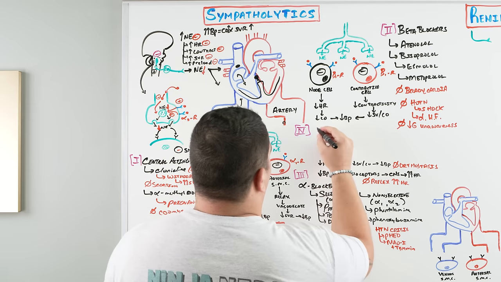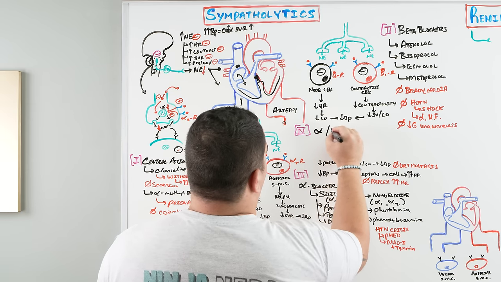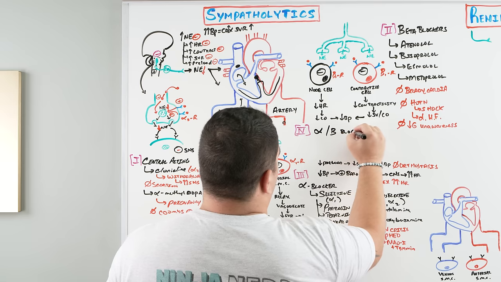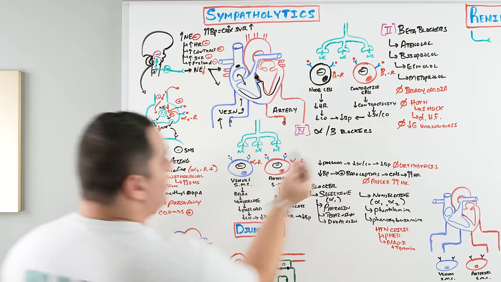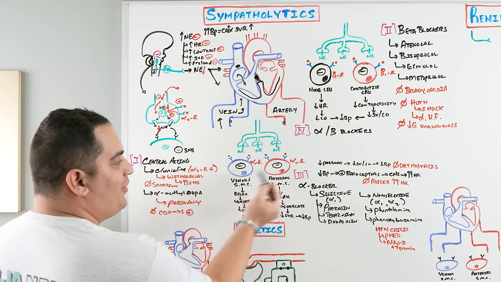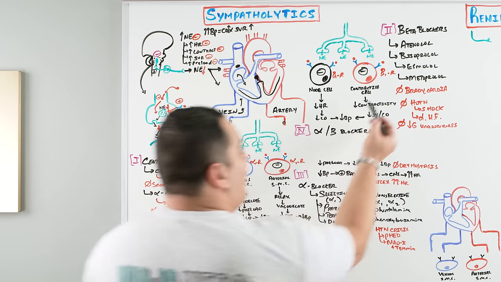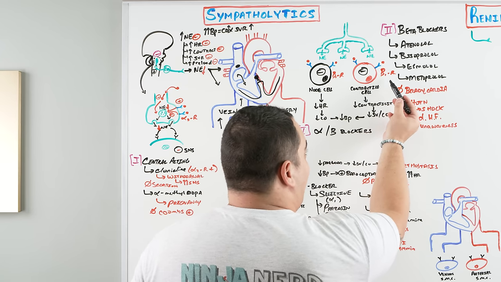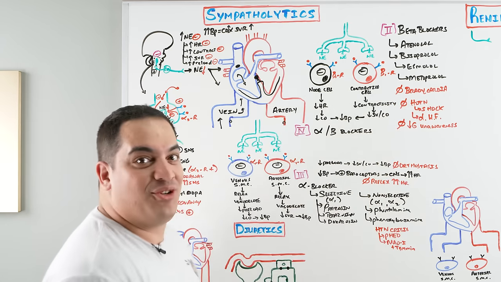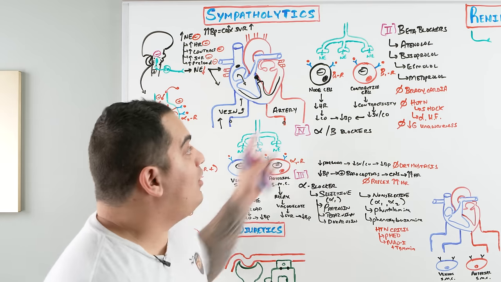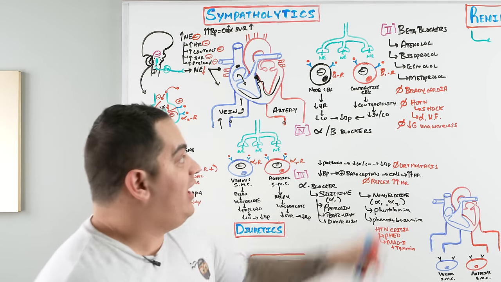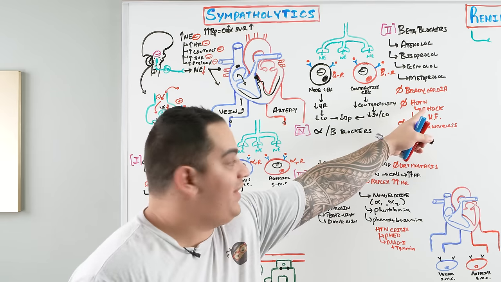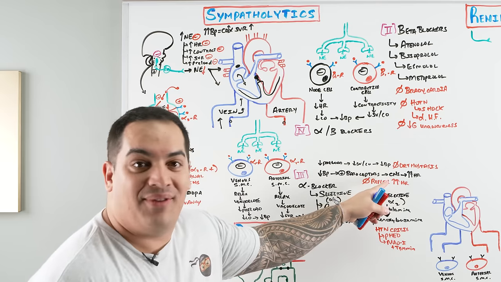So these are alpha and beta blockers. So they have the capabilities of blocking the alpha receptors in the arteries and veins. They also have the ability to block the beta receptors on the nodal cells and the contractile cells. So they have all of the similar types of effects. They may have these potential adverse effects.